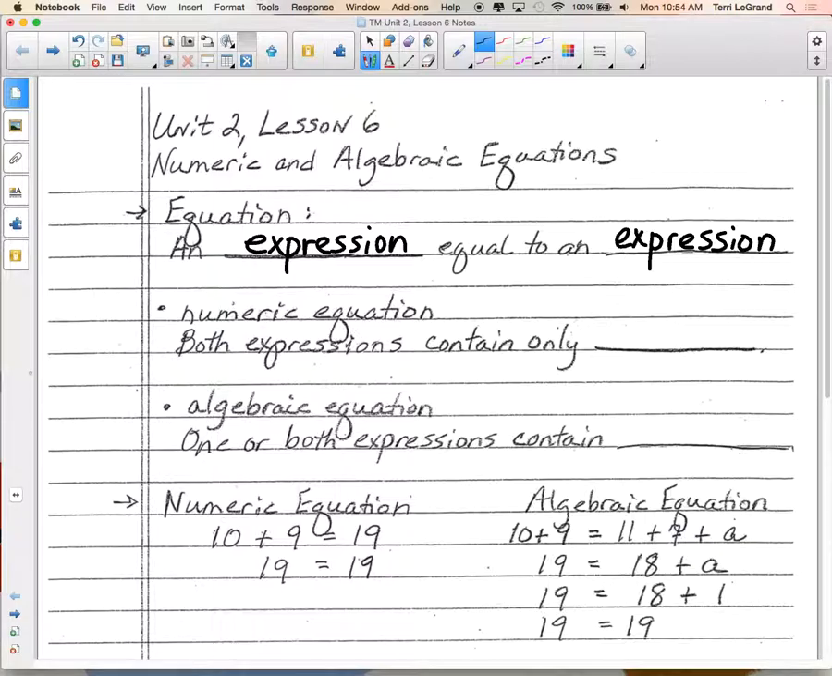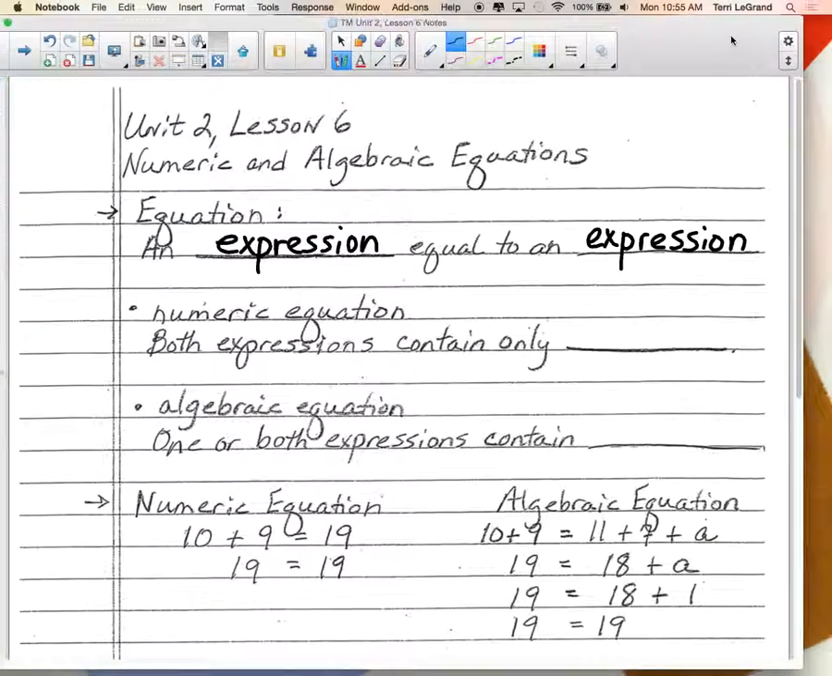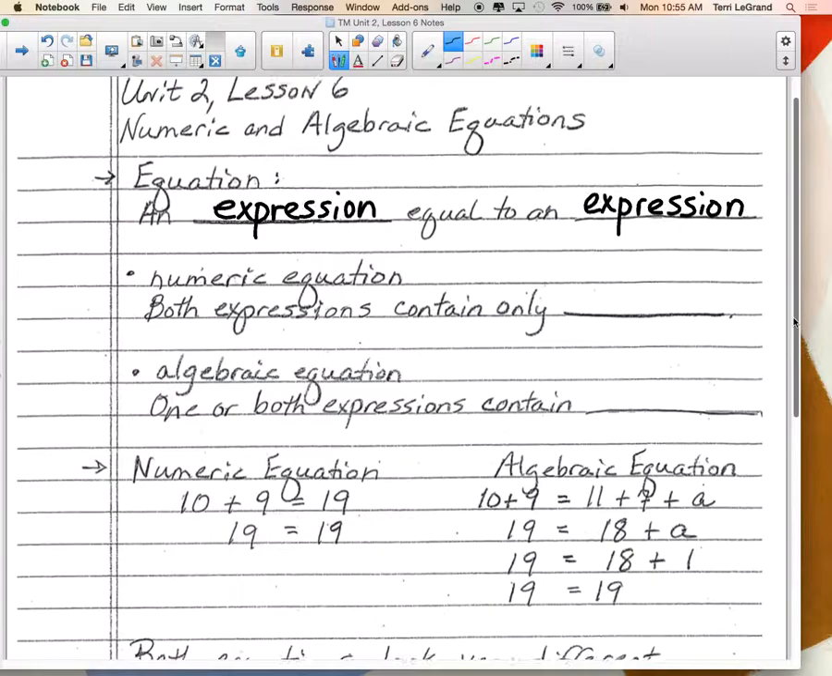Right now, when I just say 2 plus 3, that's just an expression. It does not have an equal sign. But if I finish it and I say 2 plus 3 equals 5, now I have an equation because I have an equal sign in it. And I have an expression, 2 plus 3, and I have an expression on the other side, 5. Those two expressions are equal to each other. They make up an equation. It's important that we understand that an equation is made up of an expression equal to an expression.